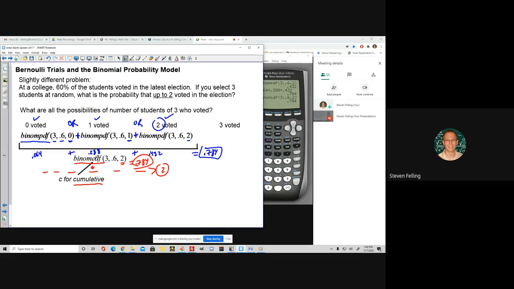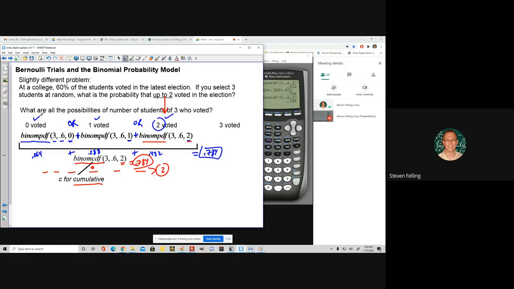So the calculator has this special model built in, and you can use it to find the probability of one of the cases happening. Like we could have 0 voted, 1 voted, 2 voted, or all 3. So I could use binomial PDF with 2 to find the probability of just exactly 2 voting.